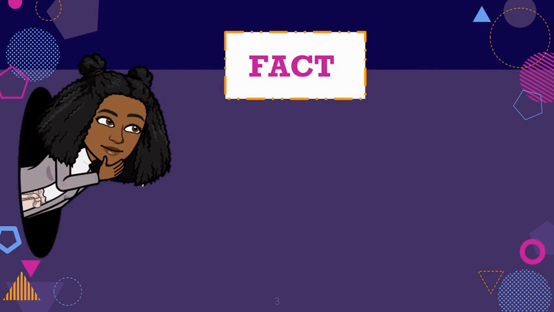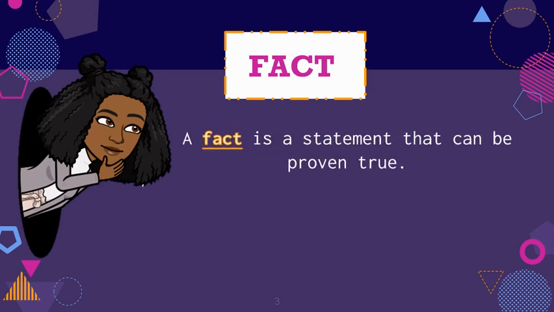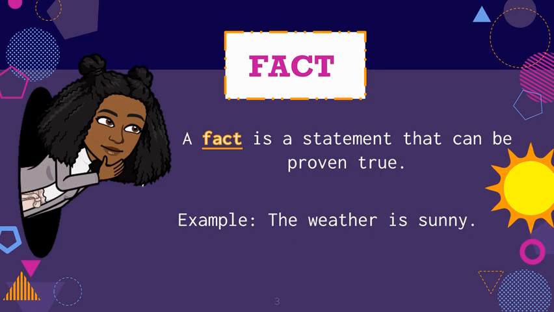What is a fact? I'm pretty sure one of you smart boys or girls out there can tell me what a fact is. A fact is a statement that can be proven true. Let us read this example. The weather is sunny. This statement can be proven true by us simply looking outside to see what the weather is like.